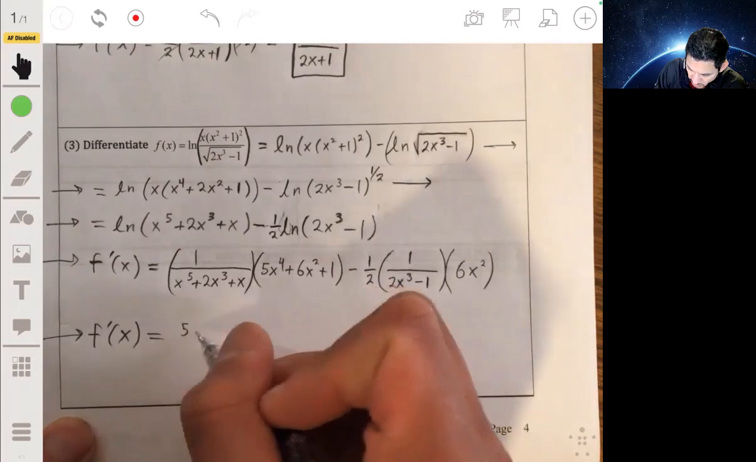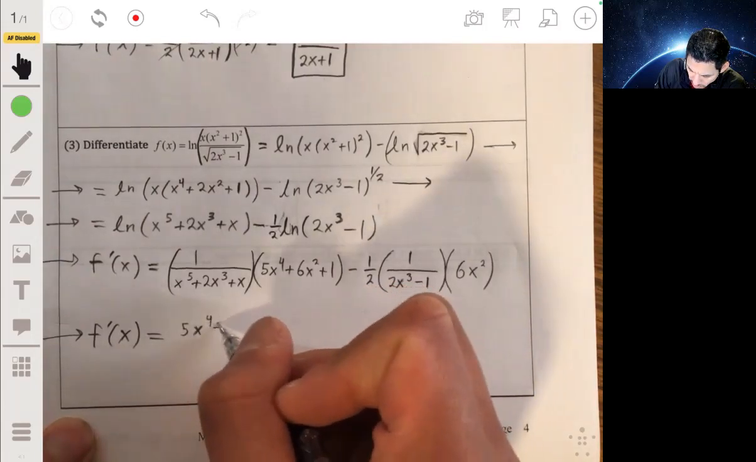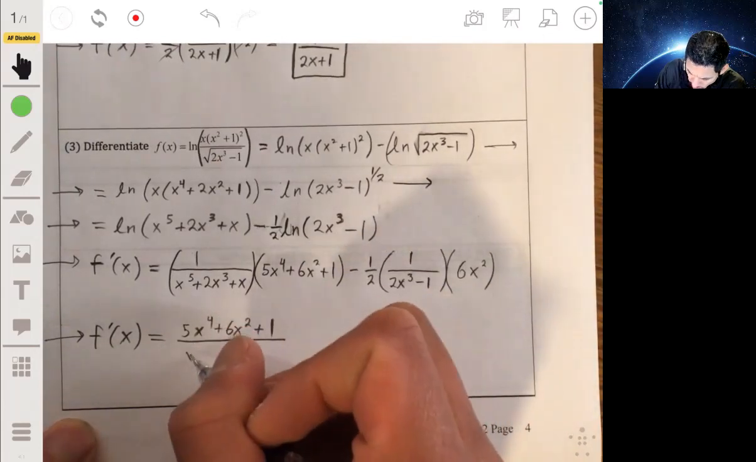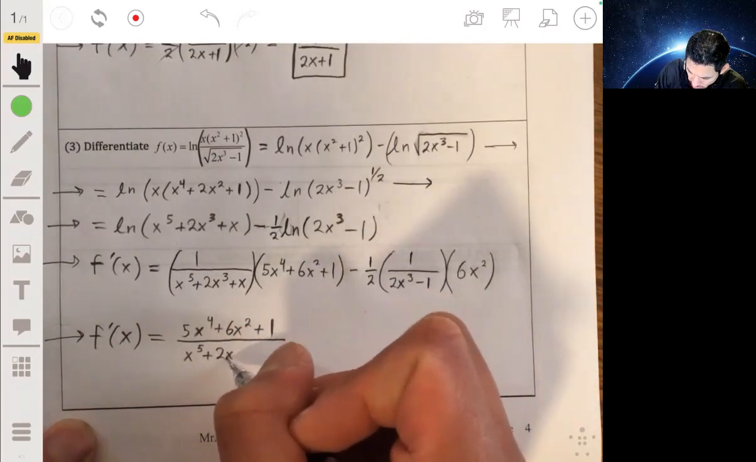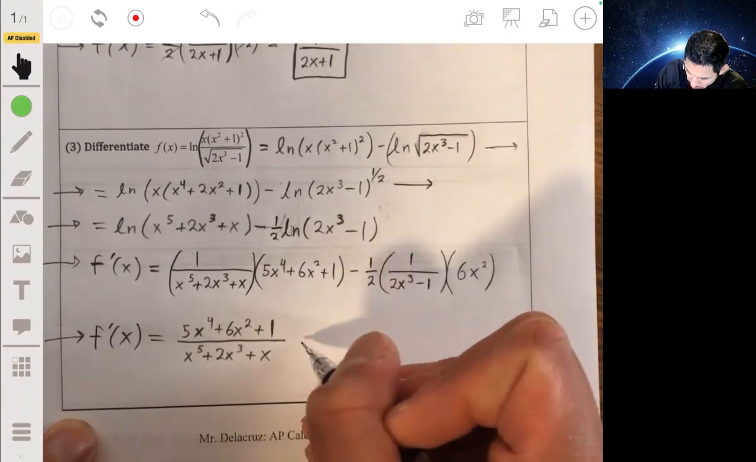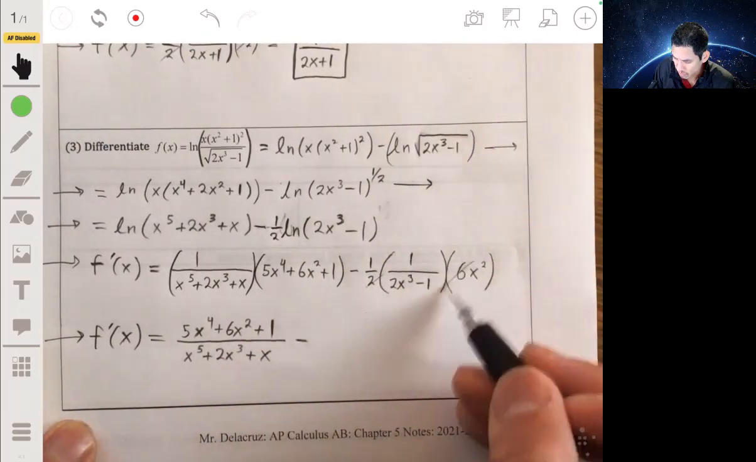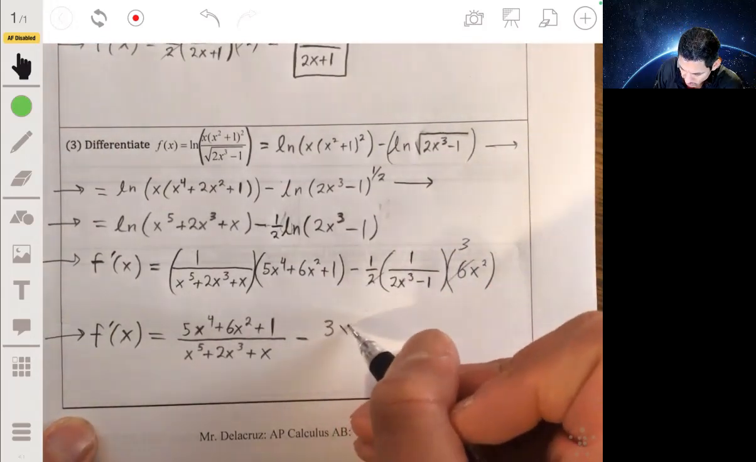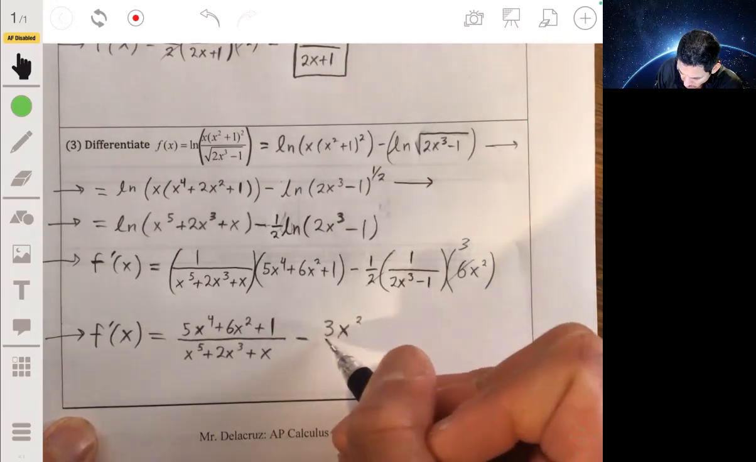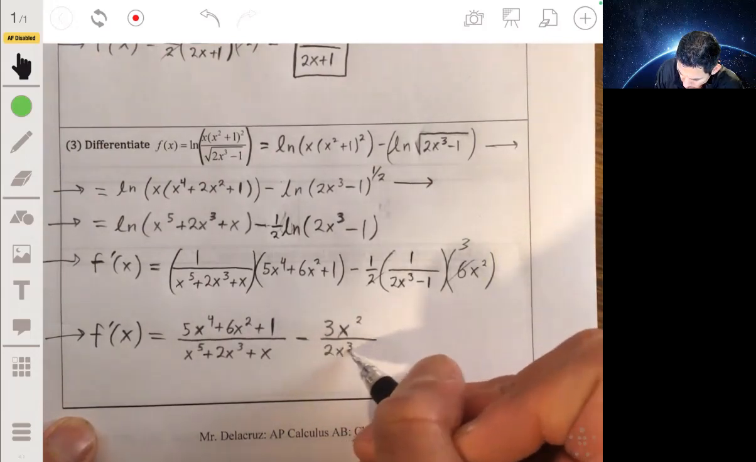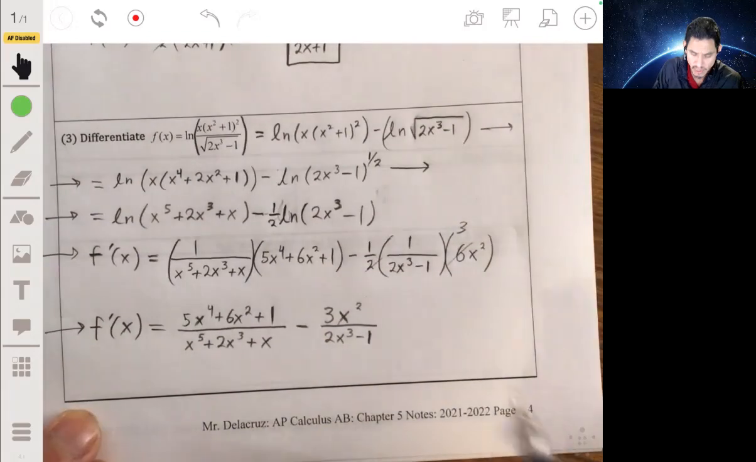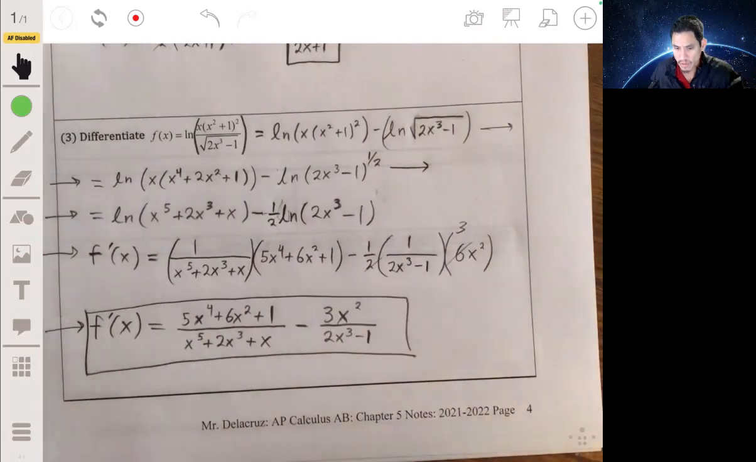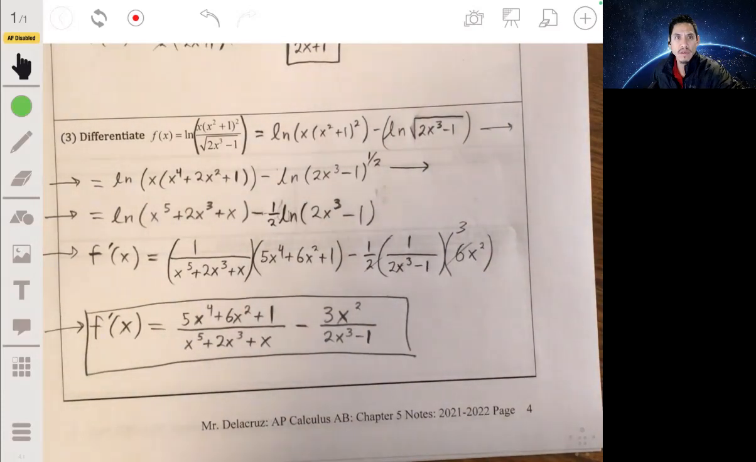So here we're going to have 5x to the fourth plus 6x squared plus 1 over x to the fifth plus 2x cubed plus x minus this 2 will simplify. Now it would just be a 3 on top. So minus a 3x squared over the 2x cubed minus 1. And that's really going to be our final answer. All right, so there you go.